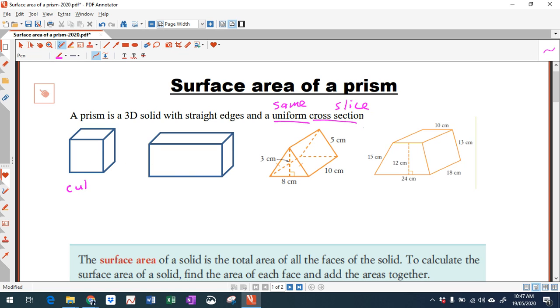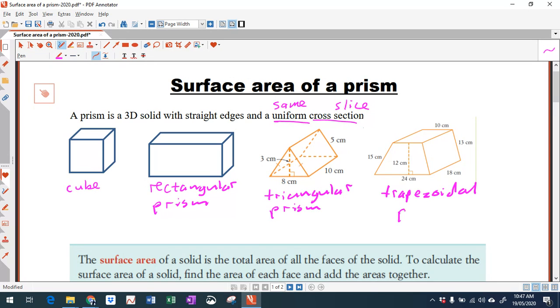Okay, so we've got the cube here. We've got the rectangular prism here. Got the triangular prism here. And this is called the trapezoidal prism. Now each prism is named according to its uniform cross-section.